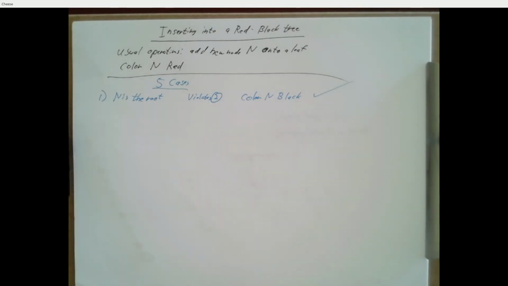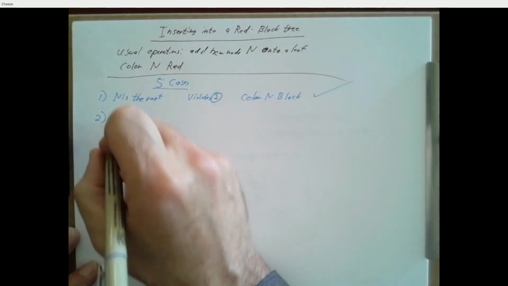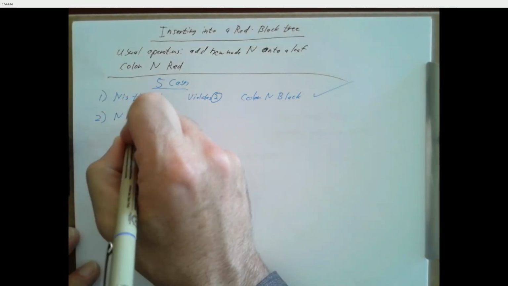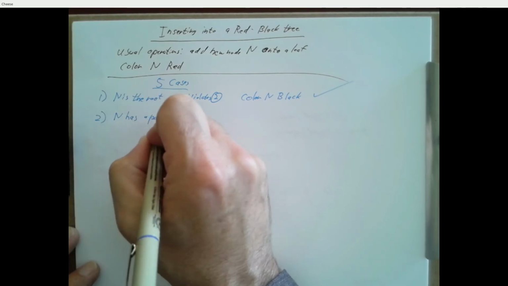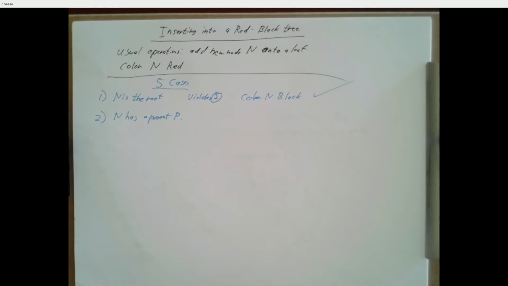Yes, exactly. I'm glad you did. So if it's the first node we're inserting, it's easy. Just color it black. We're done. Okay. Case 2, if N is not the root, N has a parent. Because every node except the root has a parent.